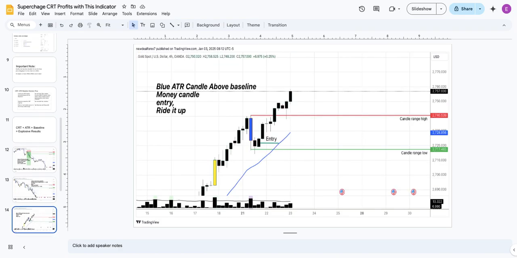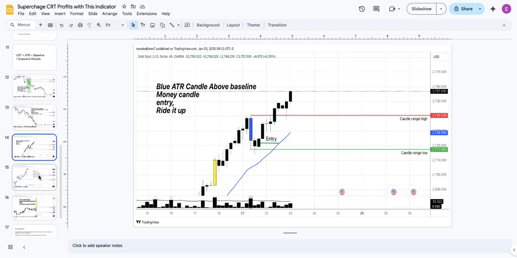Let's take a look at some long examples now. So number one, where's our ATR candle? It's blue. Is it above our baseline? Yes. All right, so now we're looking at it. We're not trading yet because we have to wait for price to dip below the candle range low, the green line, and then close back inside of it. Once it does that, enter anywhere on this range for a nice long trend up. This is gold. Okay, I don't trade gold, but if you do, it works on there too.